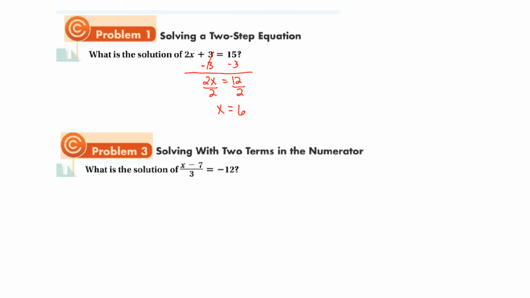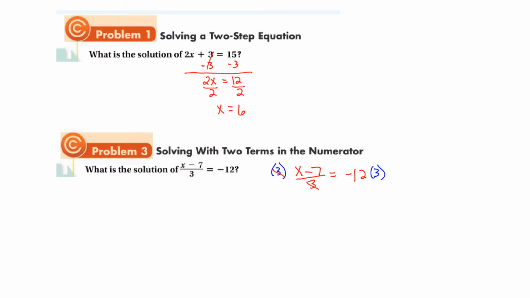My next problem involves solving a problem that has two terms in the numerator. I'll rewrite that over here so again we can get a good look at this. This goes with our first step in our equation solving process, clear the equation of fractions. When you clear an equation of fractions, you multiply by the common denominator. In this case, we only have one denominator, so our common denominator would be 3, which means I multiply both sides by 3, which means these cancel each other out.